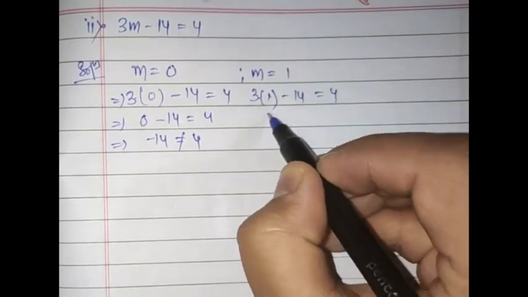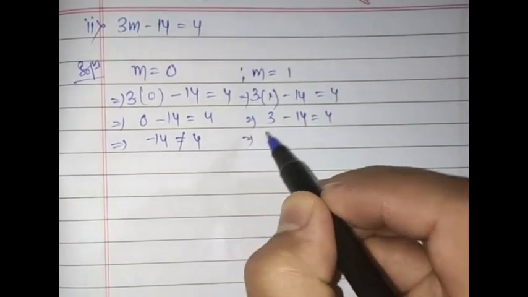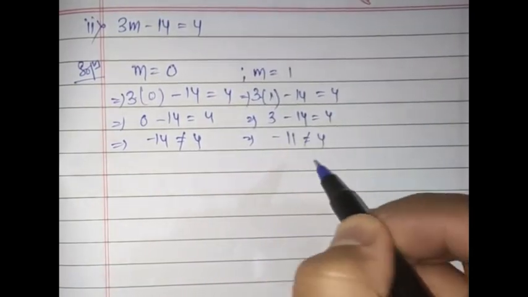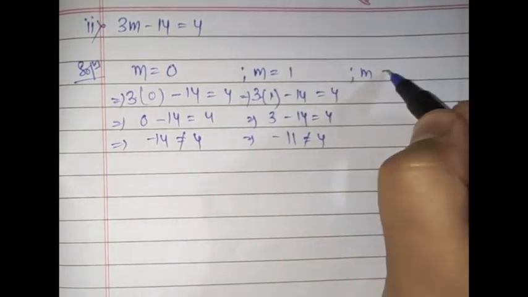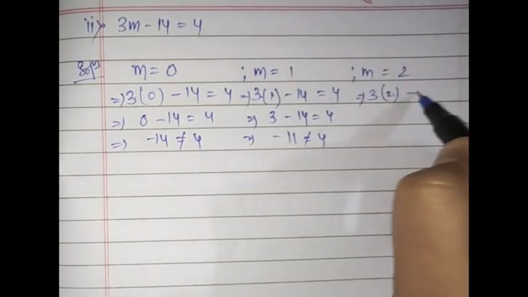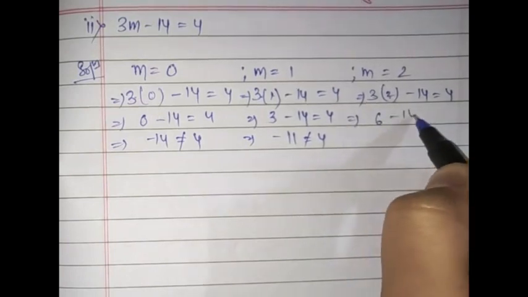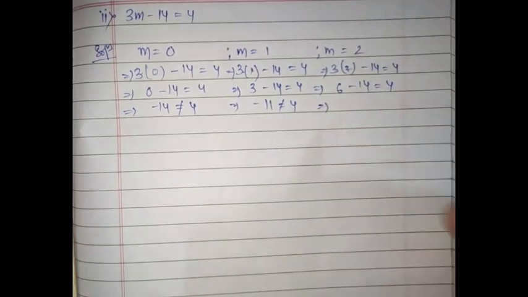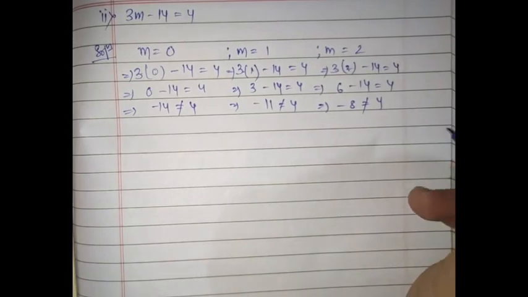3 × 1 is 3, minus 14 is equal to 4. 3 minus 14 is -11, which is not equal to 4, isn't it? Similarly, if you try for m equal to 2, then 3 × 2 is 6, minus 14 is equal to 4. 6 minus 14 is -8, which is not equal to 4.